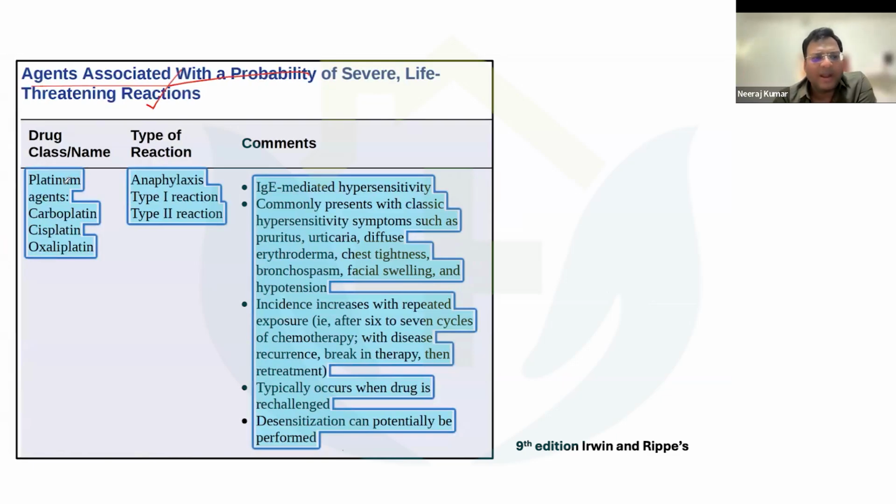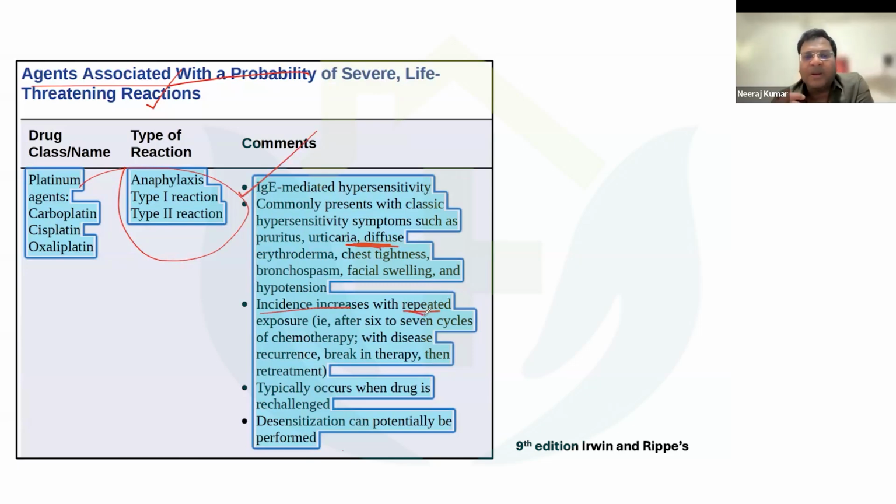Okay. So these platinum agents like carboplatin, cisplatin, and oxaliplatin always show type 1 and type 2 reactions. It is right, and it is IgE mediated hypersensitivity. And this is always a classical hypersensitivity. These patients have diffuse erythroderma, chest symptoms, bronchospasm, and facial swelling. And the incidence always increases with repeated exposure, not with the first exposure.